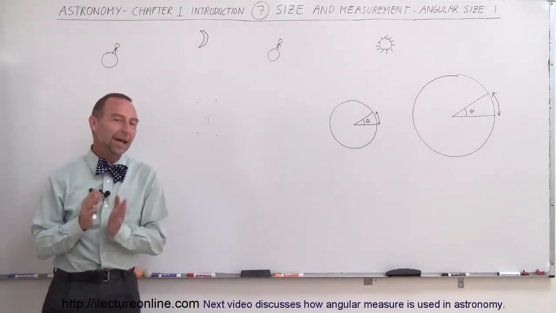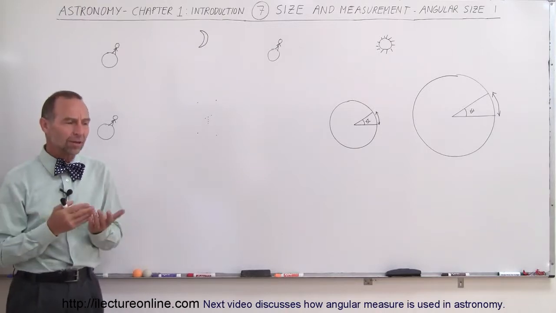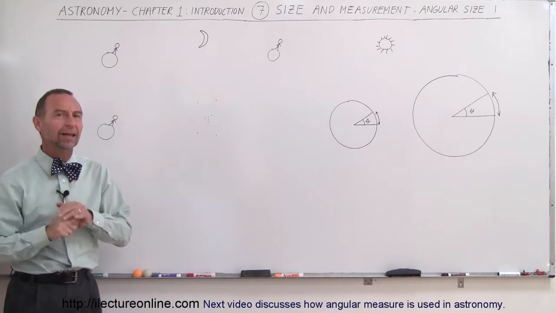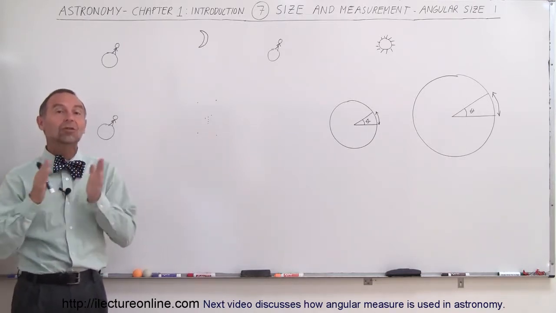Welcome to Electron Line, and now we're going to take a look at angular measure or angular size. In astronomy, it is very difficult to figure out how far things are, and we'll talk a lot about that in our future videos. But one thing we can do is measure the angular size of objects.